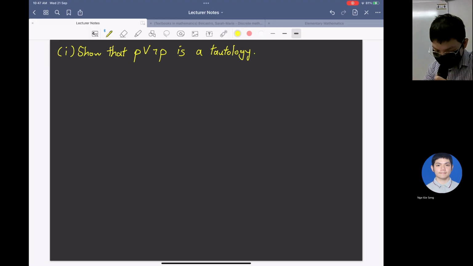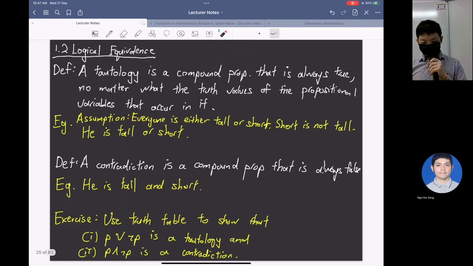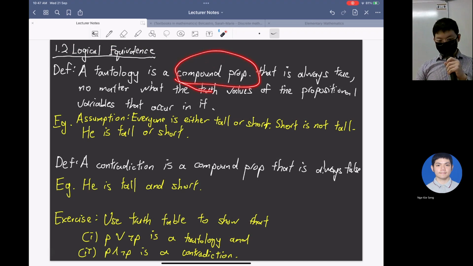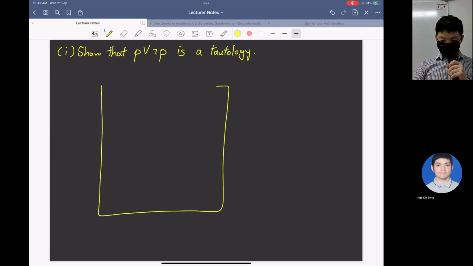Okay. Prove that P or not P is a tautology. So first of all, you already know this very well, right? P or not P. But what's a tautology? You need to go back and find the definition of tautology. So tautology says that it's a compound proposition that is always true. So try to build this truth table here.